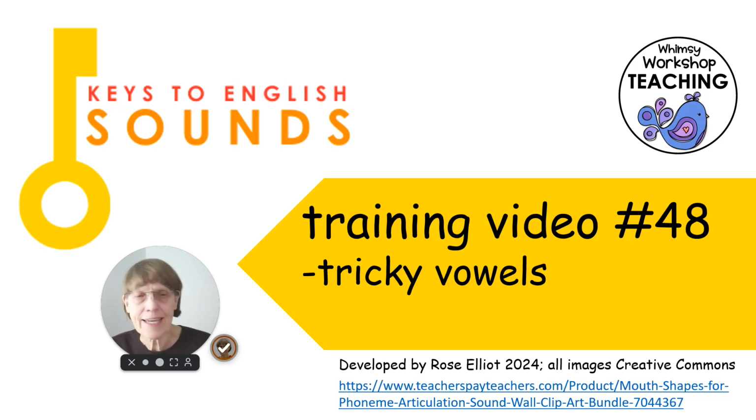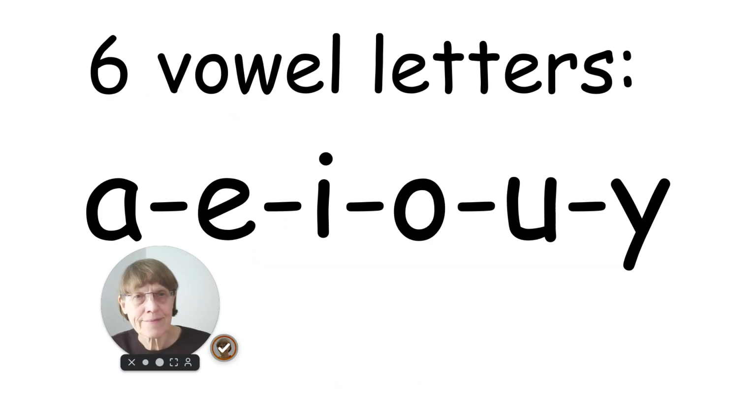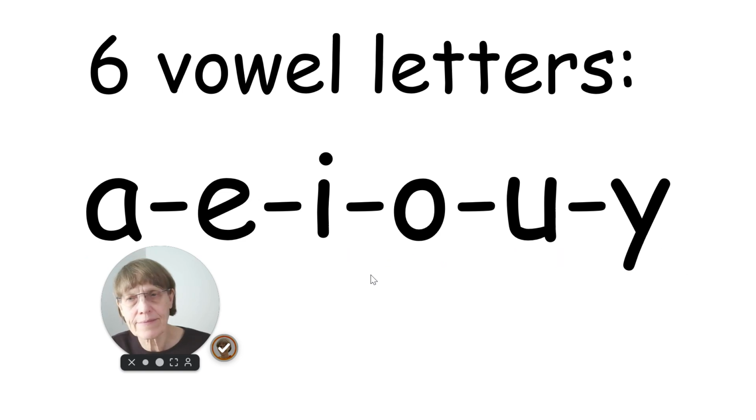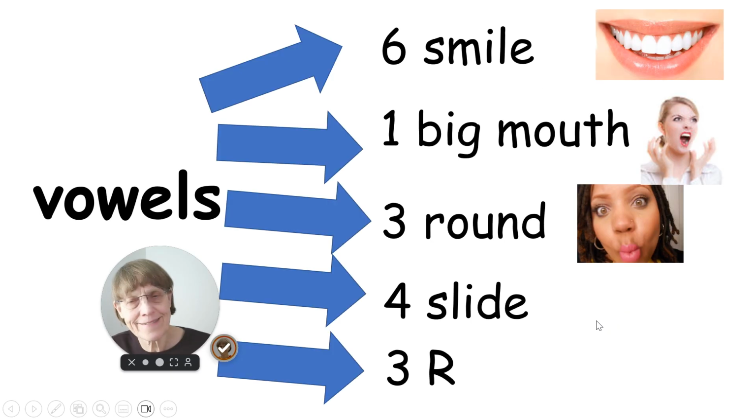Tricky, tricky English vowels. So we have 6 vowel letters. Let's say them together. A, E, I, O, U, and Y. But we have 17 vowel sounds.